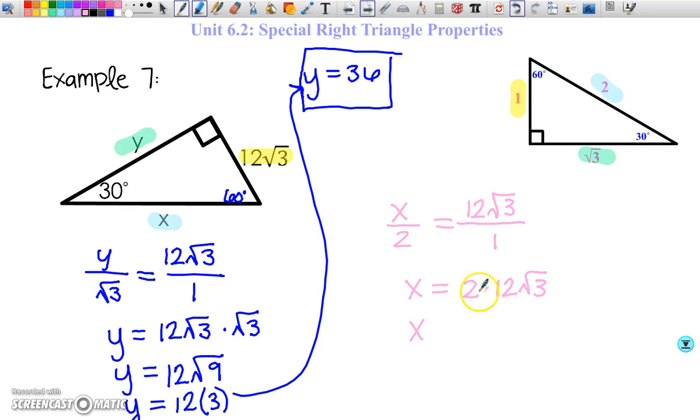And so since these two numbers are both on the outside, we multiply those to give us the answer 24 times the square root of 3, and there's your x. So it all comes back to similarity in proportions, and we'll do the rest of them when we're together.